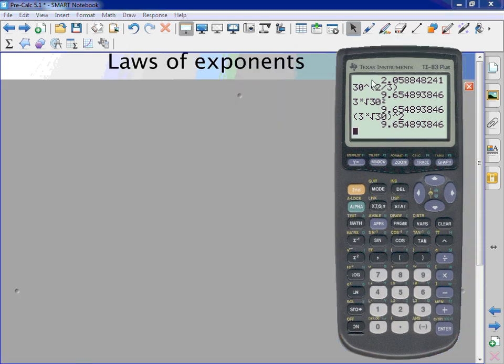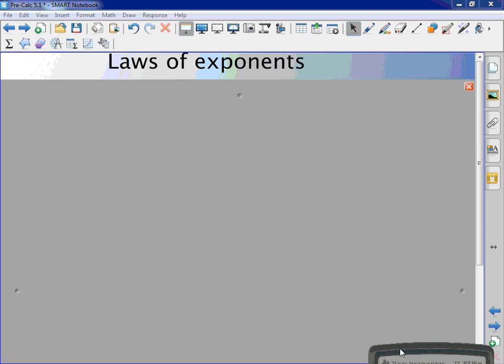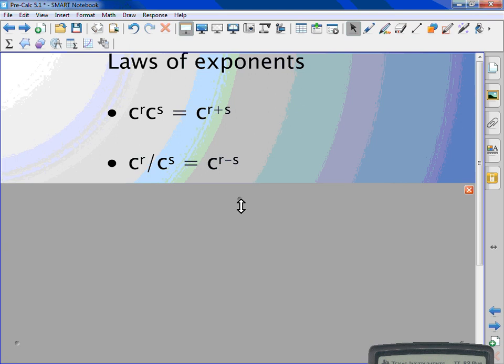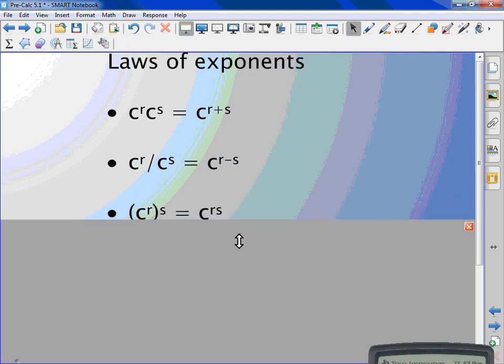Here are the rules. You've seen all these rules before. You know most of these. If I have c to the r times c to the s, the base is the same. They both have c's. If you're multiplying, you add the exponents. What do you do if you divide? If you divide, you subtract. The next one, I think, we already did. Exponent to an exponent, you multiply them.